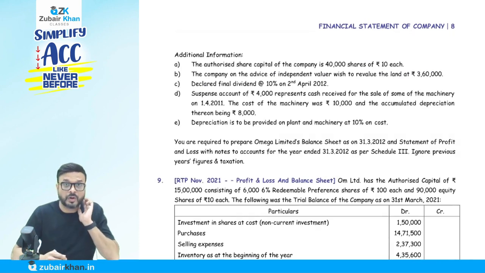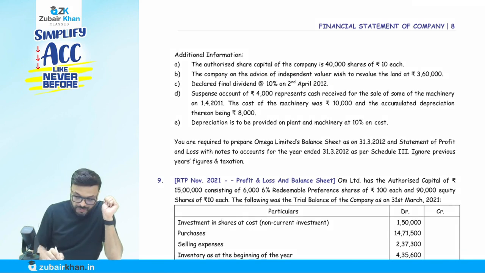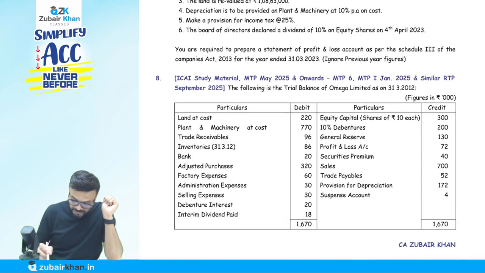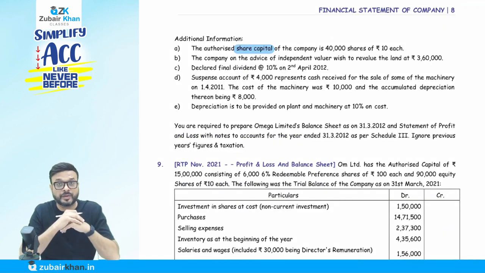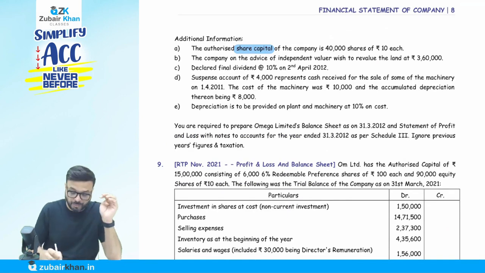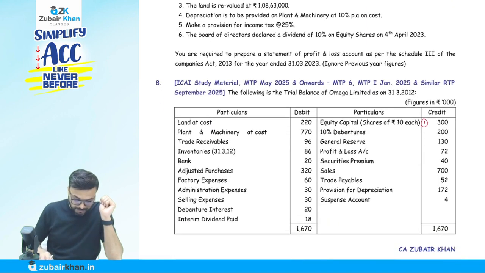And this is the additional information: the authorized share capital of the company is 40,000 shares of rupees 10 each. So point number 1 is discussing the share capital, and for reference we can write it down here. Then, on the advice of an independent valuer, the company wishes to revalue the land at rupees 3,60,000. So point number 2 is talking about the land, PPE.